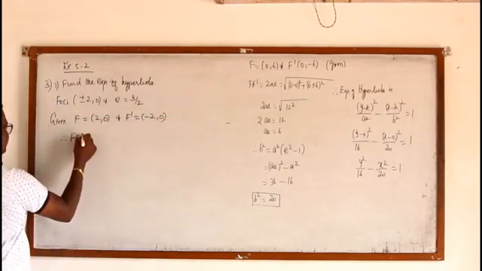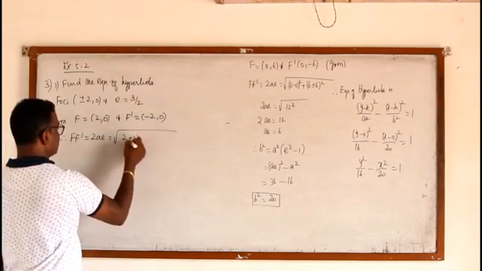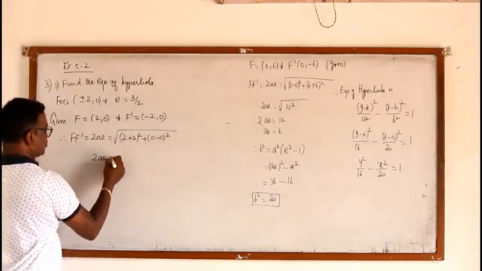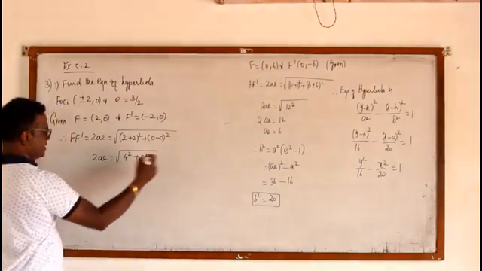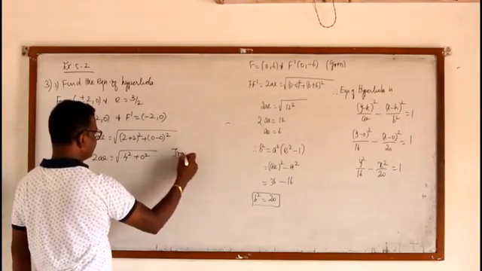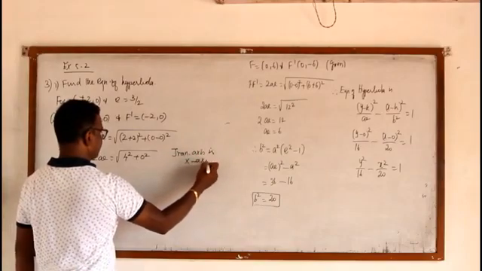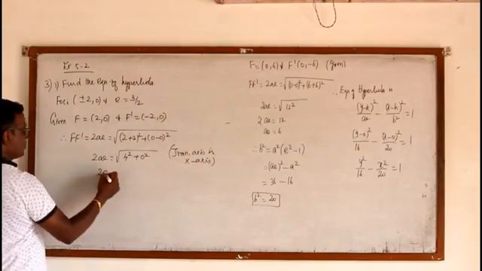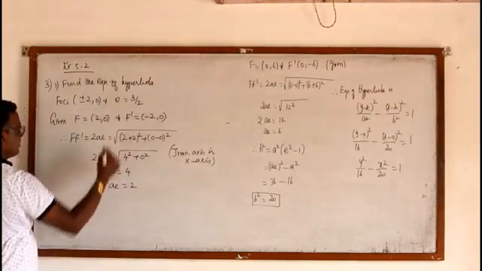Therefore F F dash is 2ae. It is 2 plus 2 the whole square, 0 minus 0 the whole square. 2ae equals 4 square plus 0 square. X is existing, so the major axis is the x axis. Since it is a hyperbola, the transverse axis is the x axis. That means the equation must start with x. So 2ae equals 4, ae equals 2.